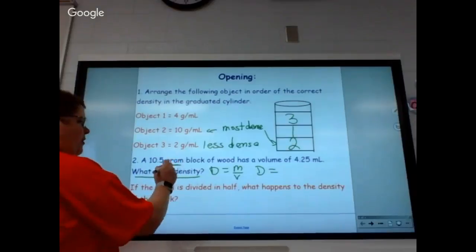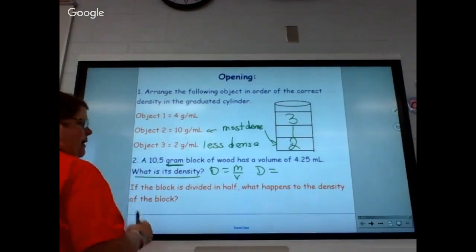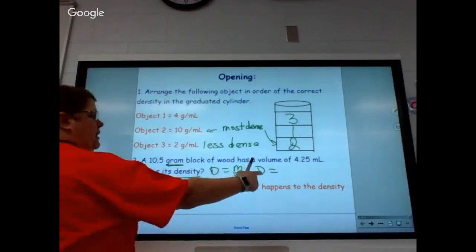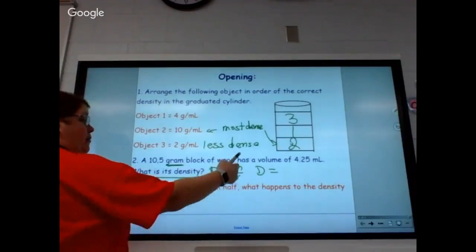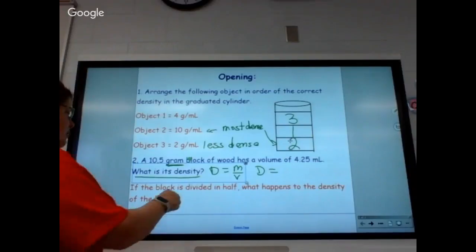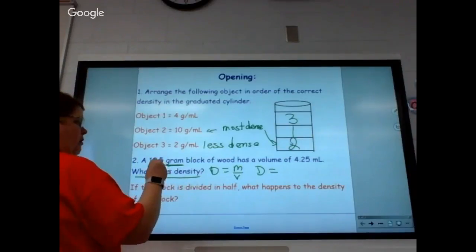Okay, that gram right there tells us this is the mass. That's why we spent all that time learning the units. Because I'm looking for D, or density. I know it doesn't go there. So it either has to be M or V. Do you see how I made that leap? For those of you who are struggling? Okay. So that gram right there is my mass.